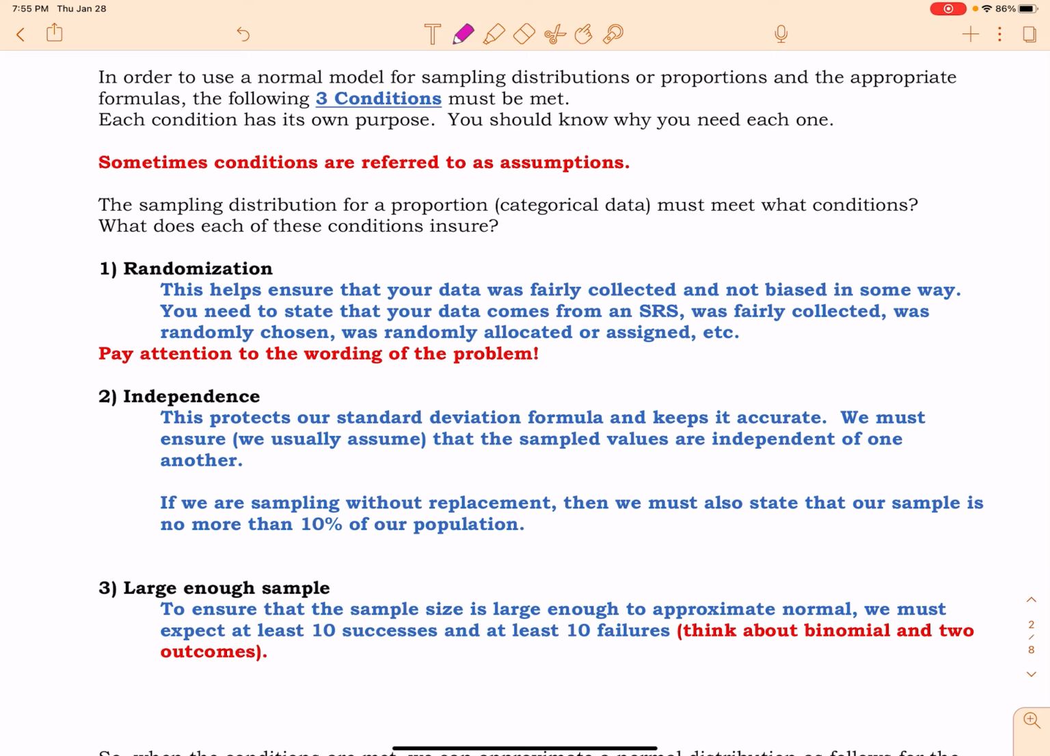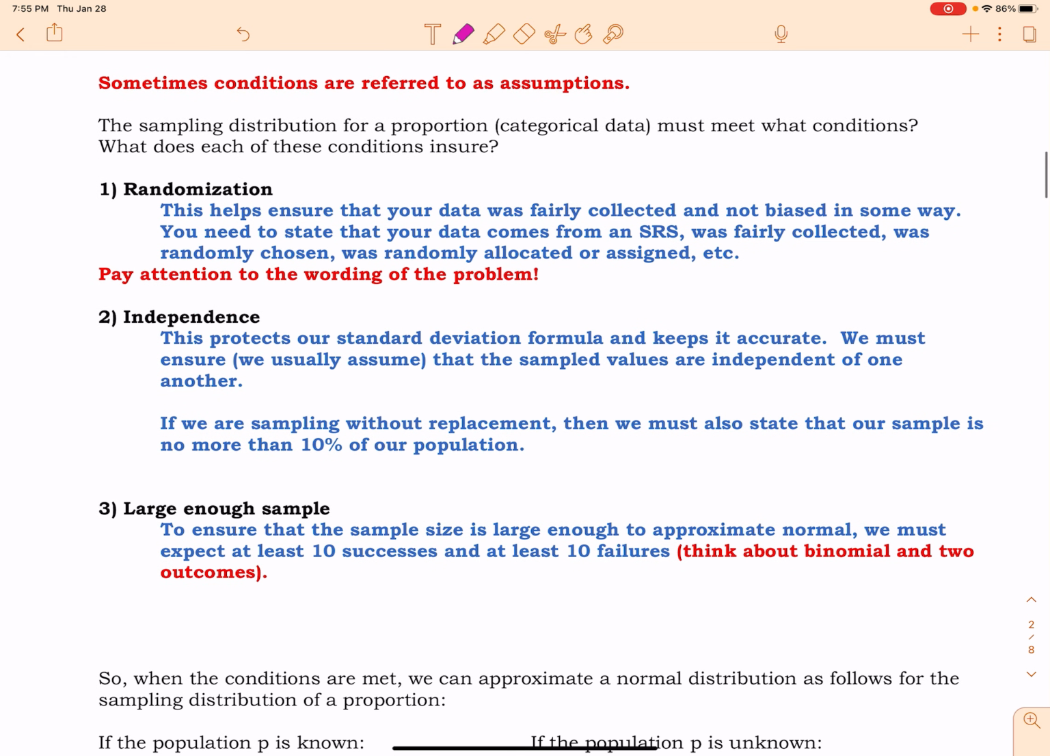Okay, so when we talk about conditions, they're all about the sample. Ultimately, what we want to do is recognize that a sample meets certain criteria so that we can use the normal curve or the normal probability model to answer probability questions. So the first thing we need to pay attention to is this idea that randomization occurs.